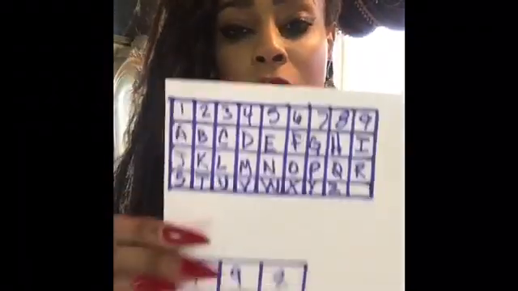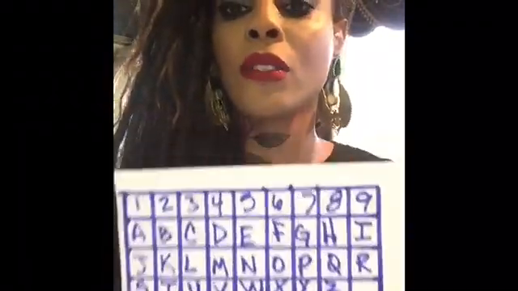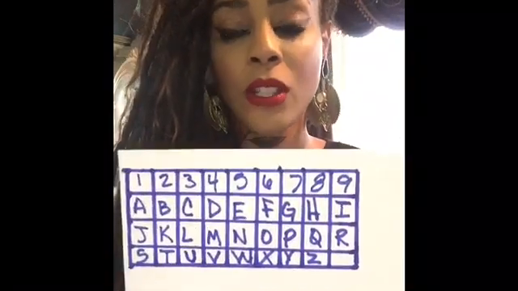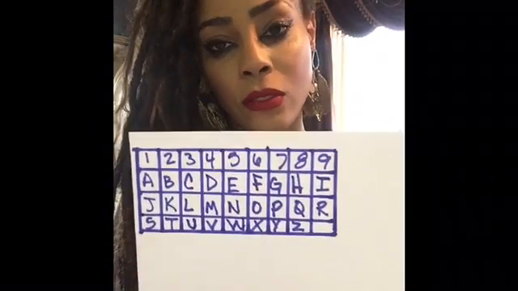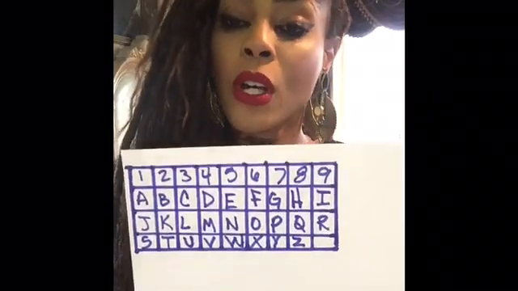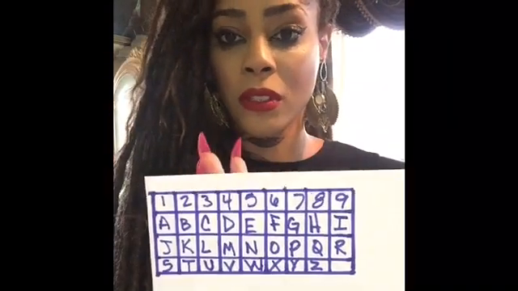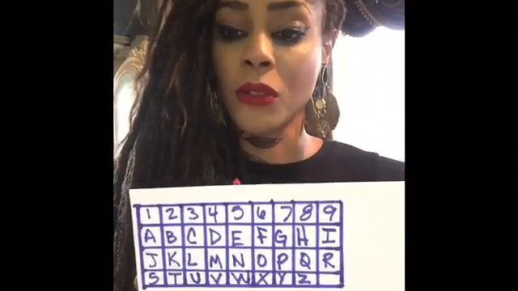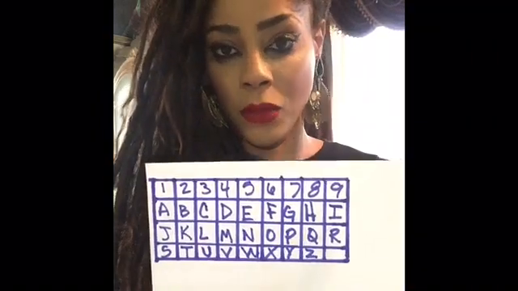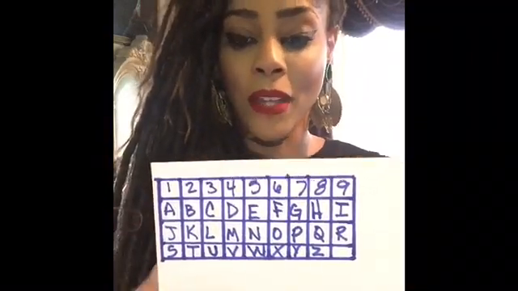So this is a chart that I have. On this chart, you have the alphabet. You have 9 columns and 4 rows. What you want to do is copy this. Each letter is going to have a number assigned with it. So you want to make a master sheet.